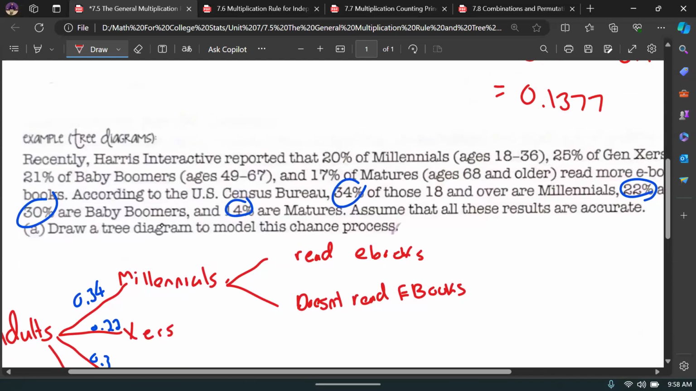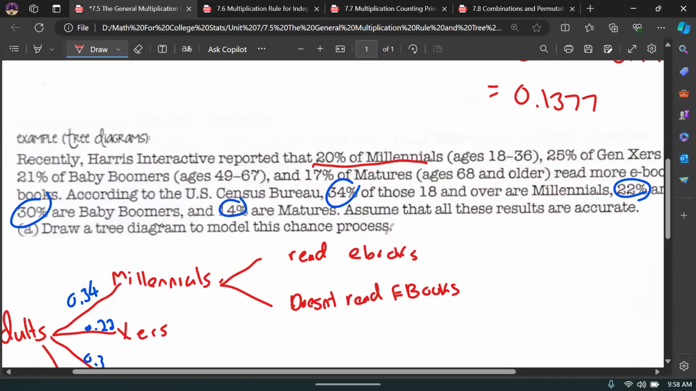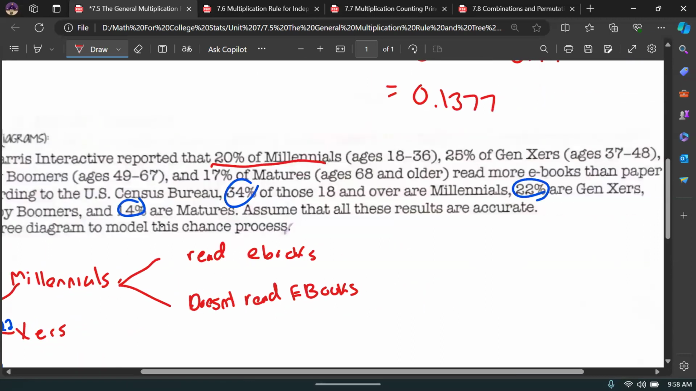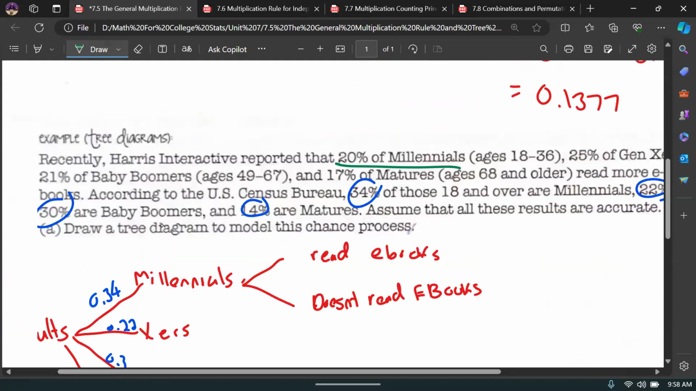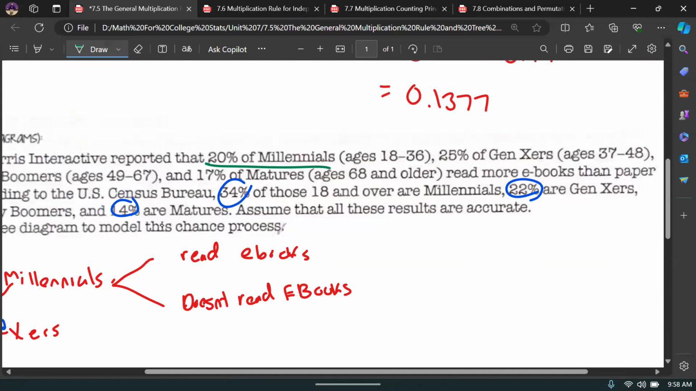So 20% of millennials. I'm gonna use another different color here because, why not? It's gonna be really nice. 20% of millennials read more ebooks than paper books. So this is gonna be a 20% here, read more ebooks than paper books, which means 80% will not read the ebooks and read the paper books. Does that make sense? So 20% read the ebooks, 80% read paper books is what we're seeing there.